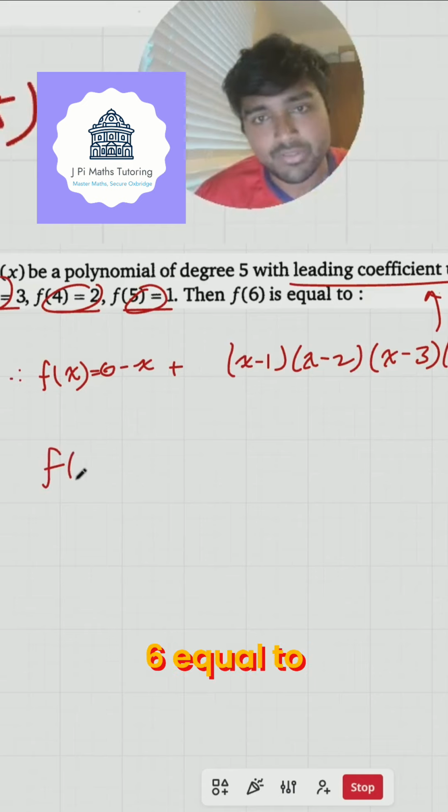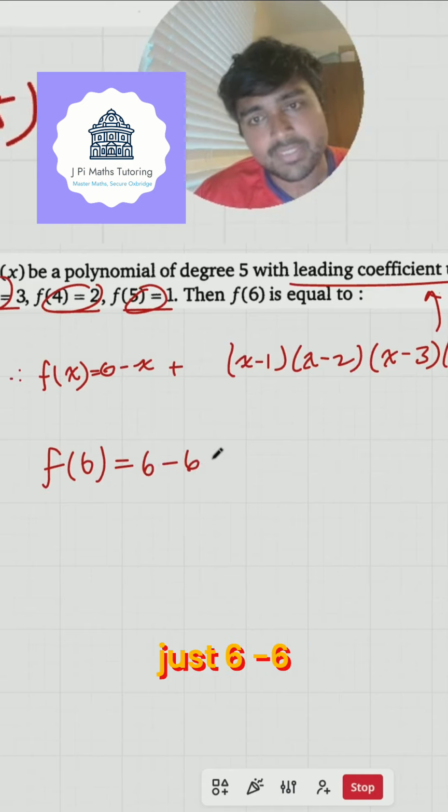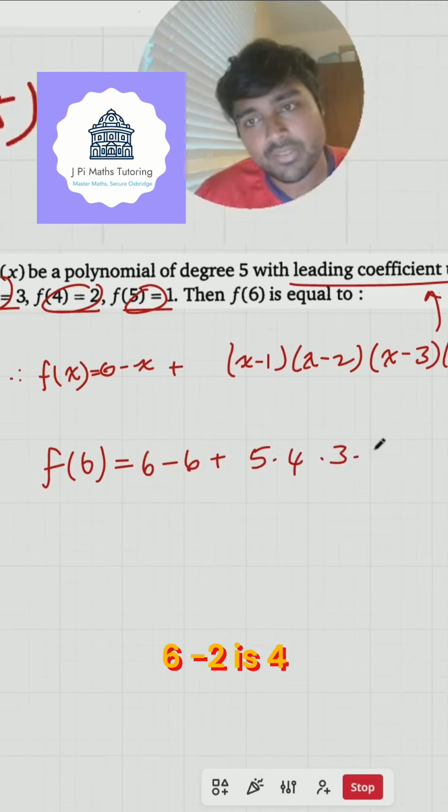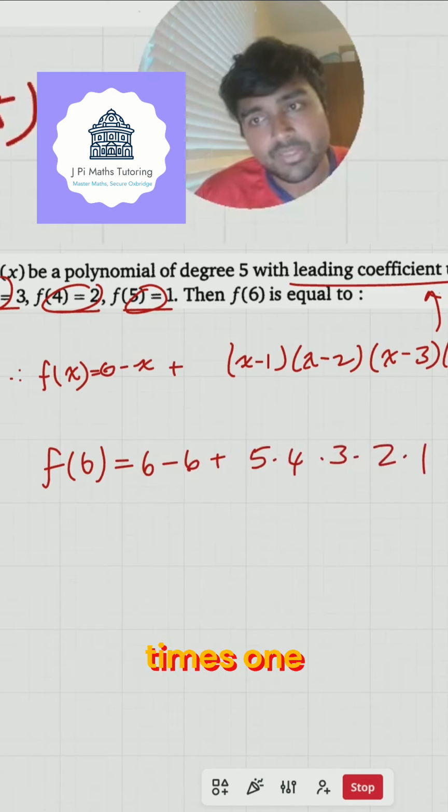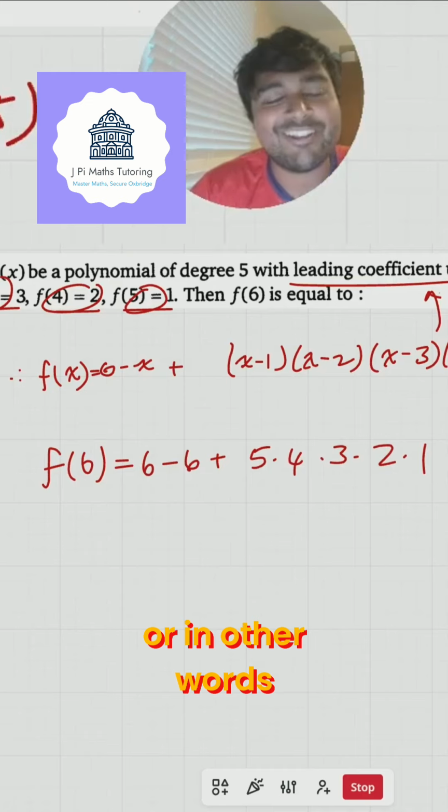What is f of 6 equal to? F of 6 is just 6 minus 6, which is 0, plus 6 minus 1 is 5, 6 minus 2 is 4, times 3 times 2 times 1, which is 5 factorial, or in other words, 120.